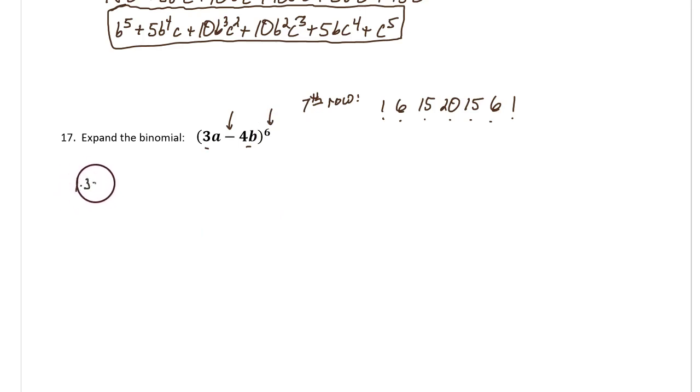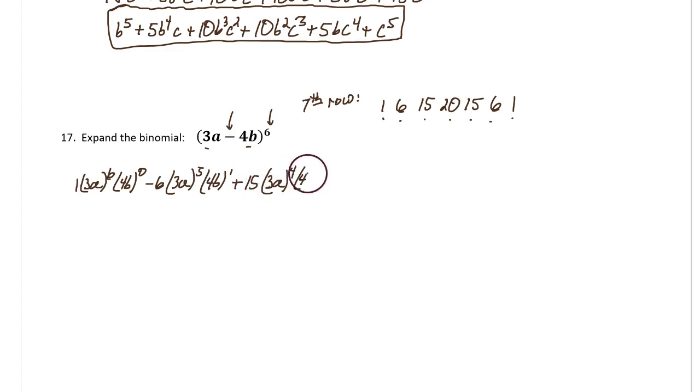It's 1 times 3a raised to the 6th power times 4b to the 0 power. Now a minus sign. Then it's 6 times 3a to the 5th power and 4b to the 1st power. Now a plus sign and 15, then 3a to the 4th power, 4b to the 2nd power. Now a minus sign and 20, 3a to the 3rd power, 4b to the 3rd power.